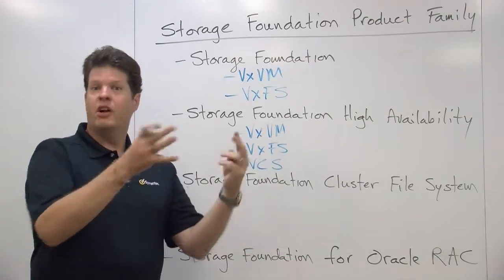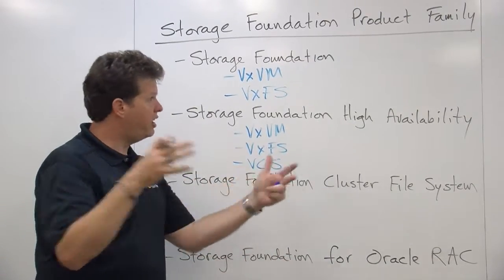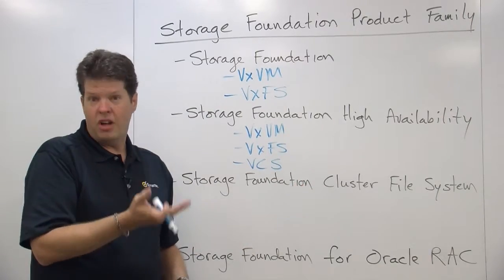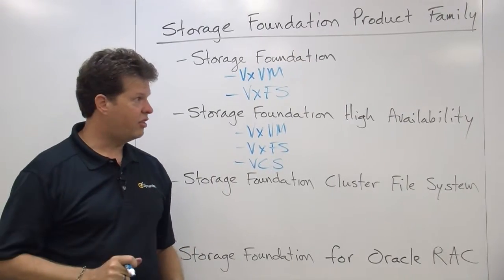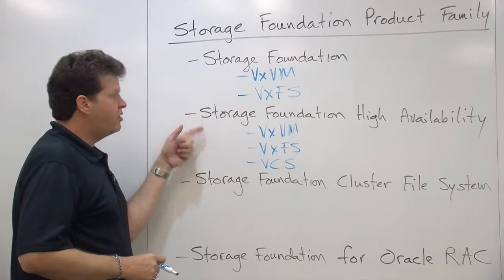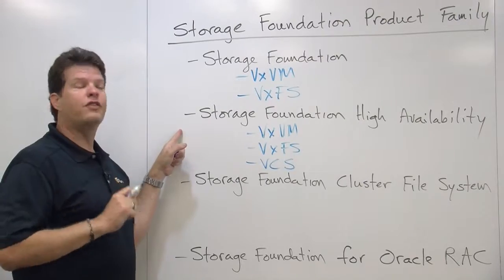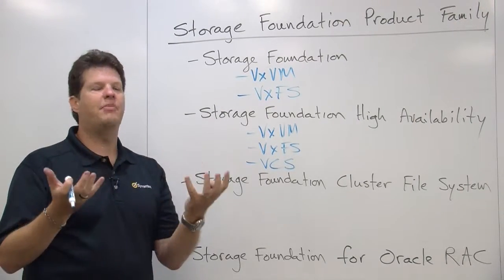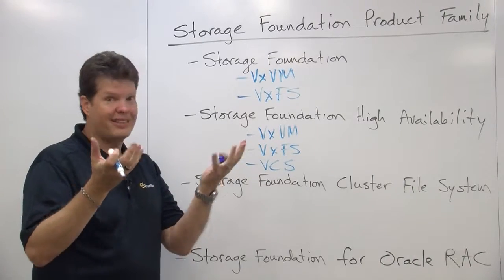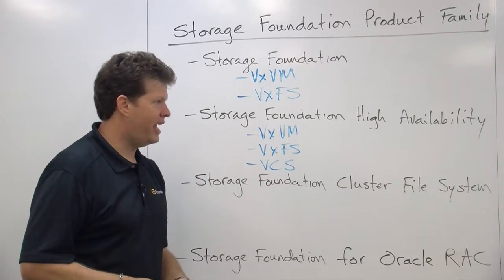High availability is typically failover. We have an application running on one machine only in a cluster. In the event of a hardware or software failure, we're going to restart that application or service on another machine in that cluster. The primary focus of this product is failover services, but we do support parallel services, which means I can have an application running on more than one machine at the same time, accessing the same data.